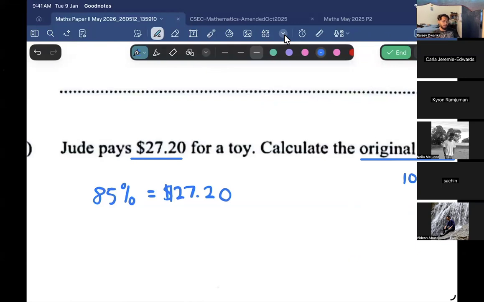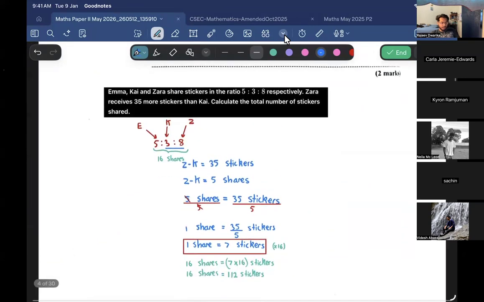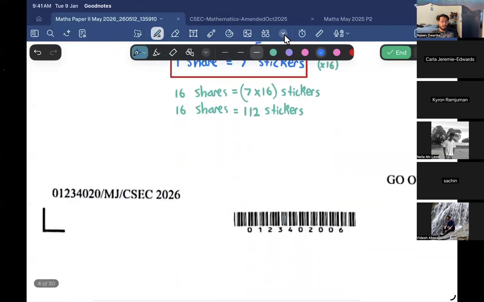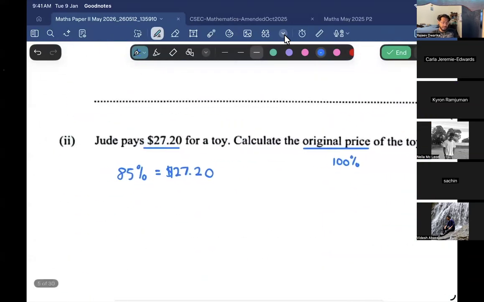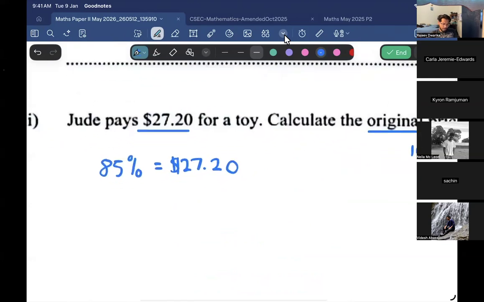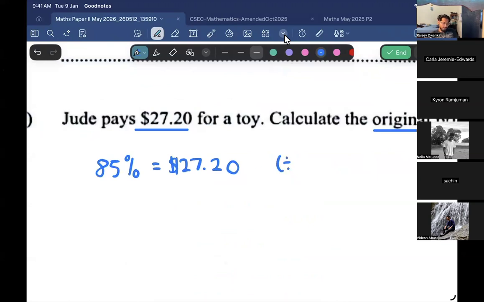I want to show you a different way to do it. In the earlier question, we found for one share, and then we found for 16. In this question, we could find for 1%, and then we could find for what percent? 100%. Correct. So if I want to find for 1%, I would have to divide both sides by what? This is 85%. What would I divide by to find 1%?